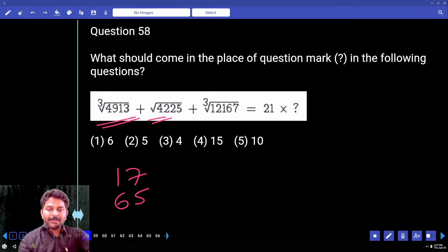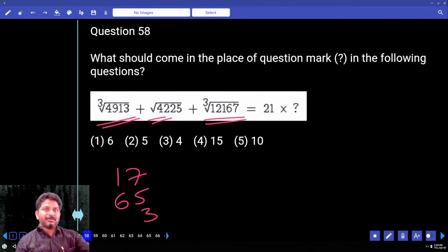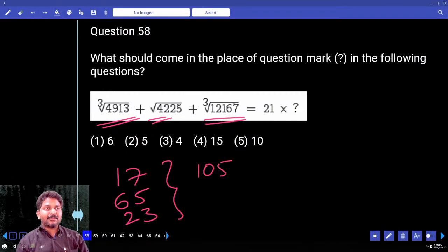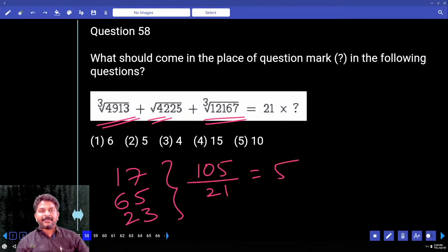Understood? Cube root of 12,167. Which cube ends with 7? 3. What is 20 cube? That number is more than 8,000. What is 30 cube? 27,000. Our number is less than that. More than 20, less than 30, ends with 3. Only one number, 23. And what is the sum of these numbers? 105, which is equal to 21 into x only. Then x is equal to 105 divided by 21. Answer 5.